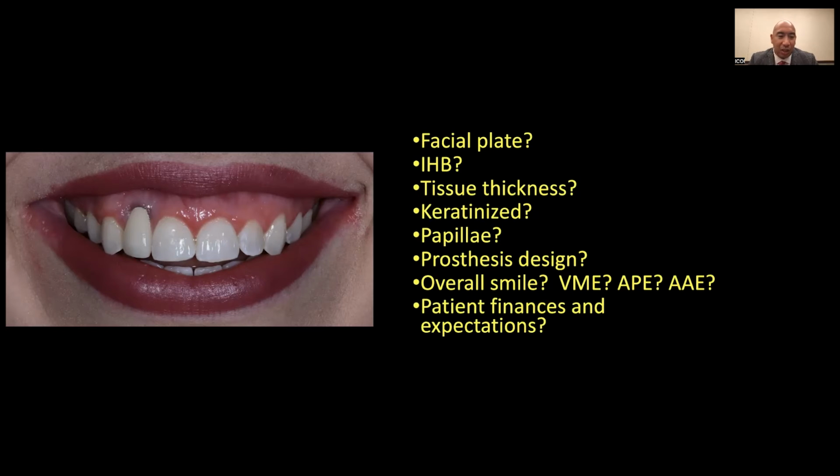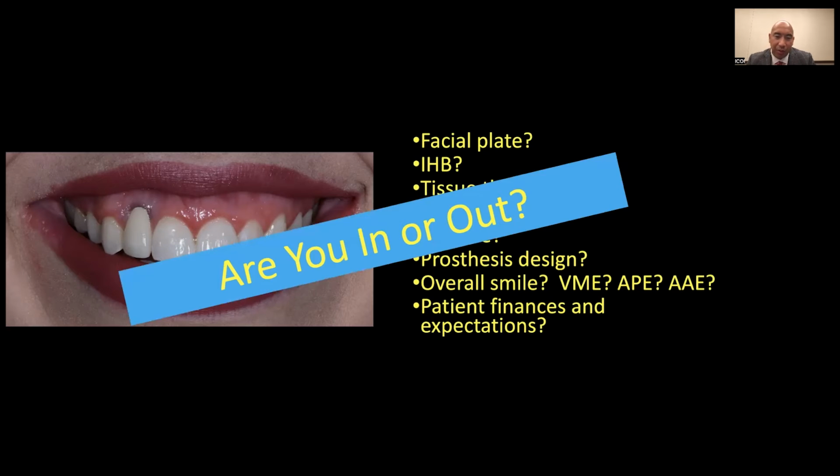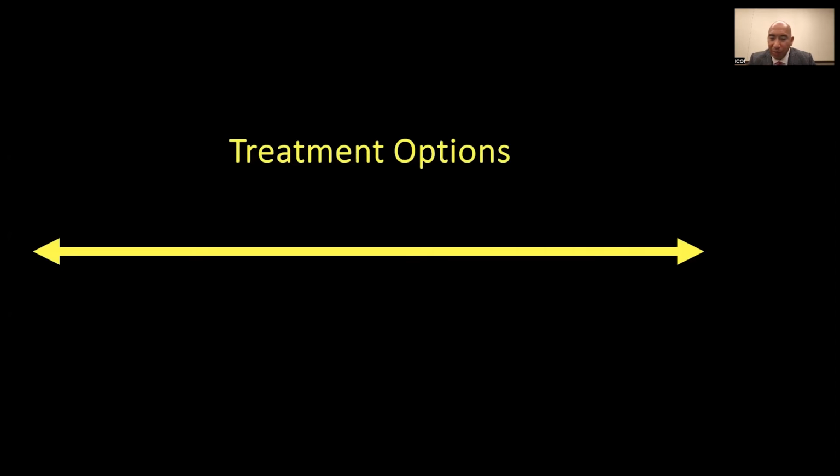So I can tell you, her expectations are not too bad. She's not a particularly picky person. As a matter of fact, this implant's been in place for 7 to 8 years, so it's not like she's done anything about it till now. She's got good expectations. She just wants it to look a little bit better. So the question is for you at home, but for me, especially since I'm treating her, are you in or out? And I chose to be in.